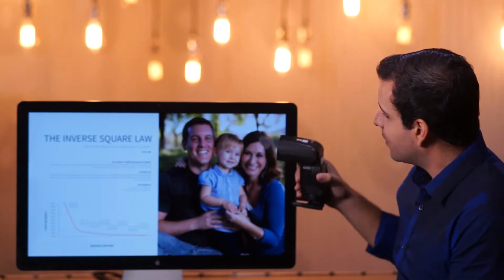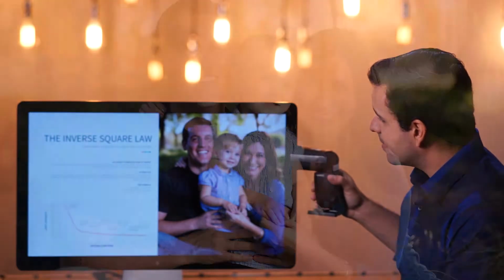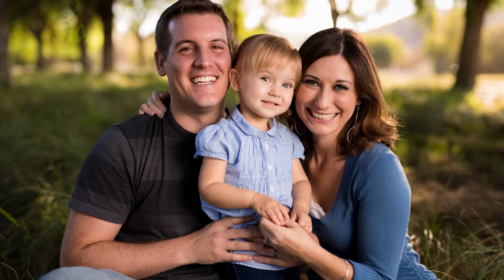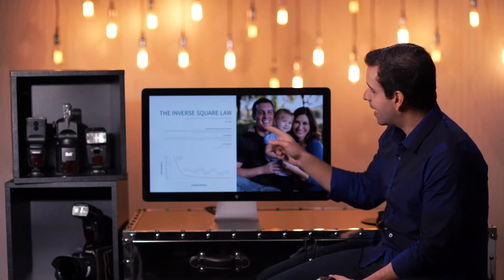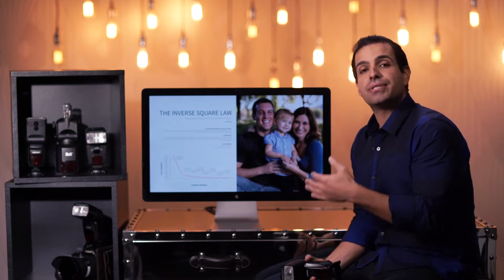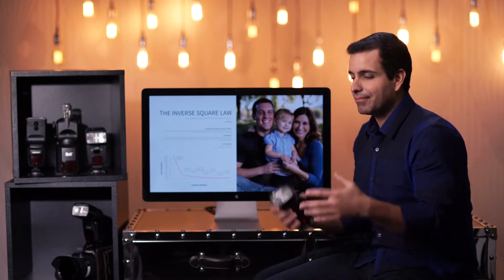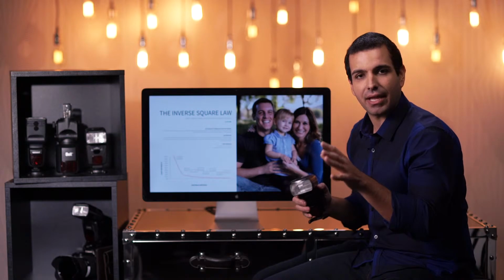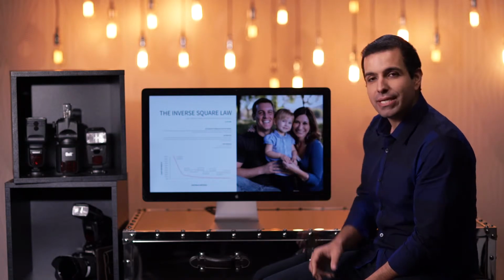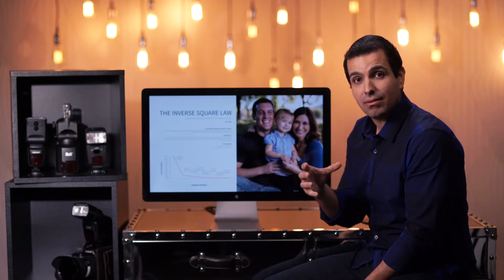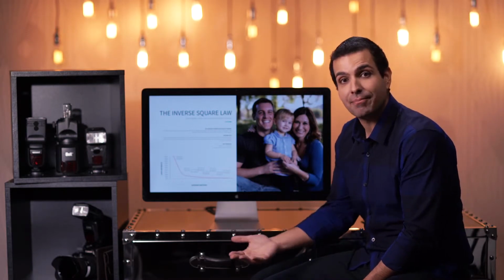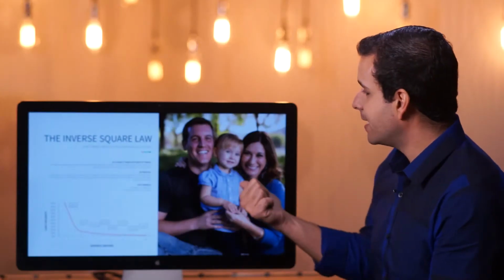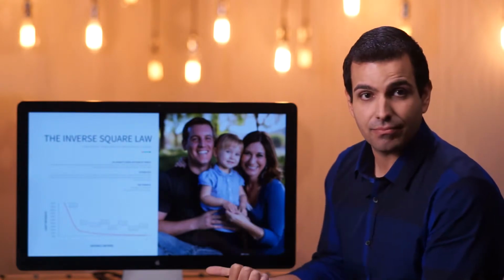If I place the flash really close to their heads, let's say I place the flash 1 foot away from her head, then let's say the daughter's 2 feet, and let's say dad is 3 feet. I'm losing light, okay? And I'm losing light at a faster pace than I think. So by the time that light reaches the daughter, I've lost a lot of light, and by the time it reaches dad, I've lost even more light. What ends up happening is mom is really bright, daughter's in the middle, and dad's really dark.